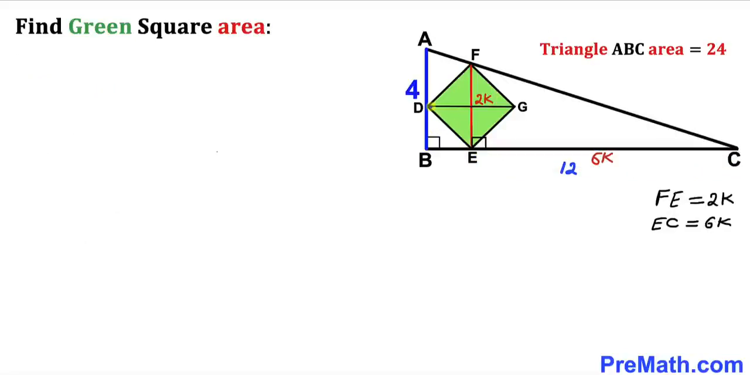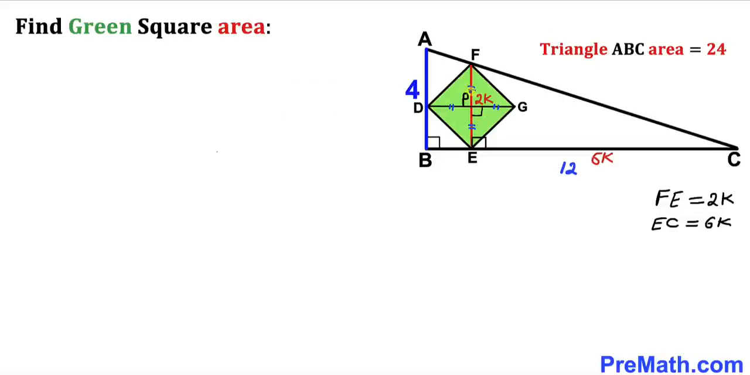I have drawn this diagonal DG, as you can see over here. And now let's recall once again the diagonals of the square are perpendicular bisectors of each other. So that means these two diagonals are going to bisect at this 90 degrees. And furthermore, this segment is going to be equal to this segment, and this is going to be equal to this segment, likewise equal to this segment.